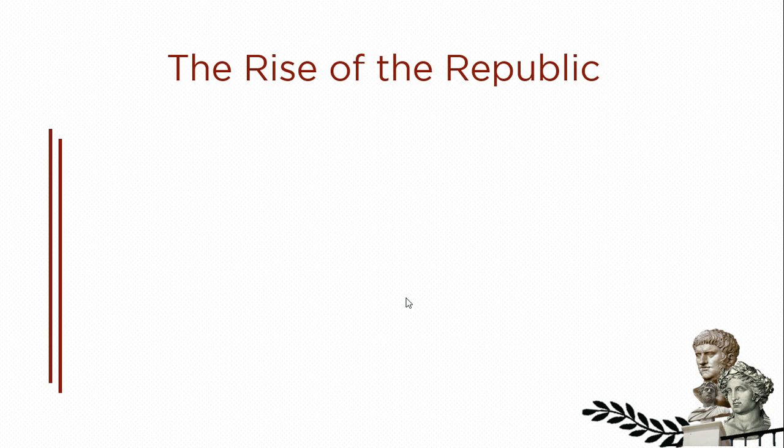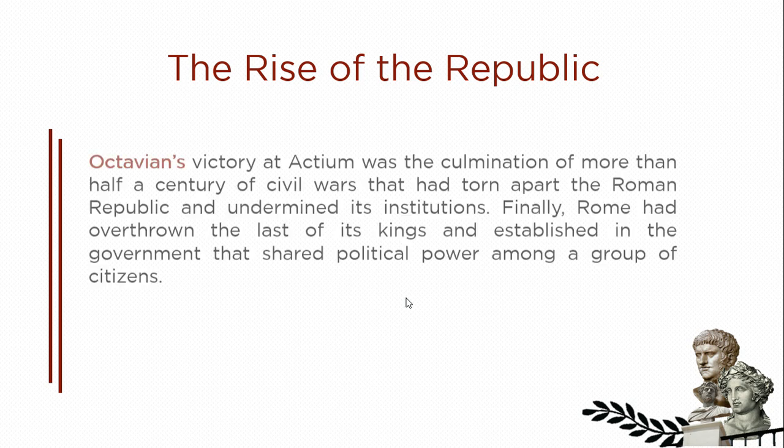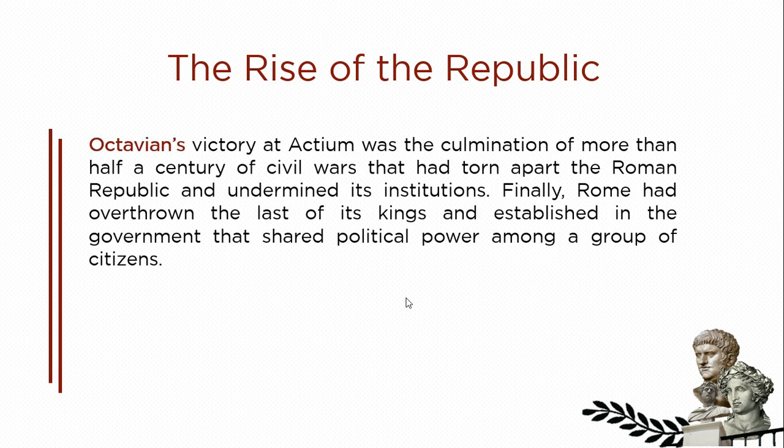The rise of the Republic. Octavian's victory at Actium was the culmination of more than half a century of destructive civil wars that had torn apart the Roman Republic and undermined its institutions.